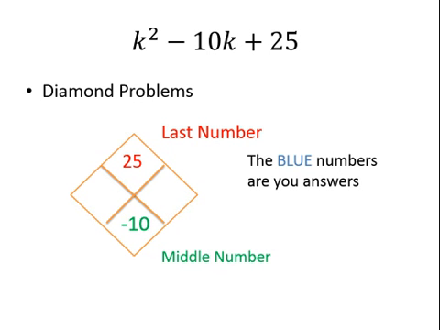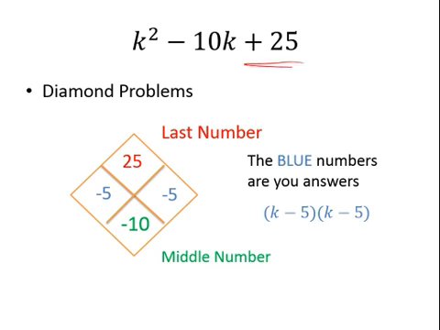So both those numbers are going to be negative. And when both those numbers are negative and we add them together, we end up with negative 5 and negative 5, which gets us negative 10. So that means our solution would be k minus 5 and k minus 5, because k is our variable.